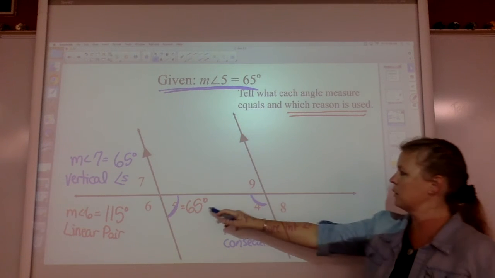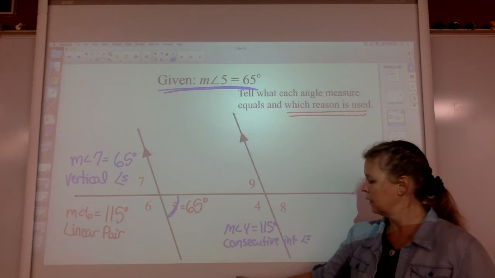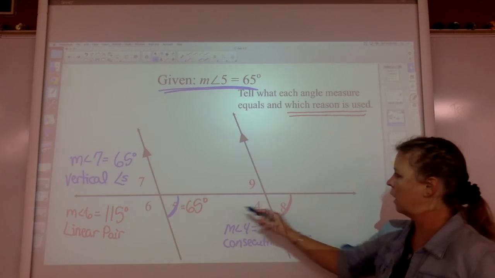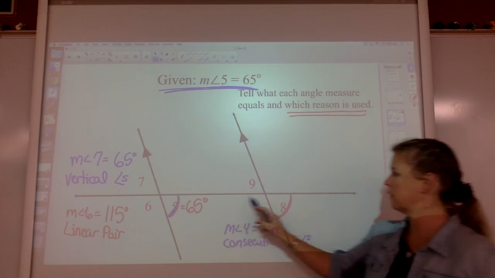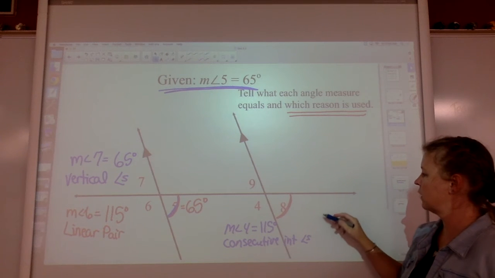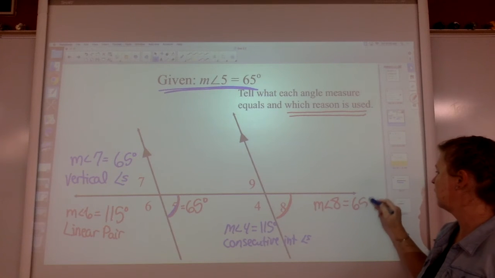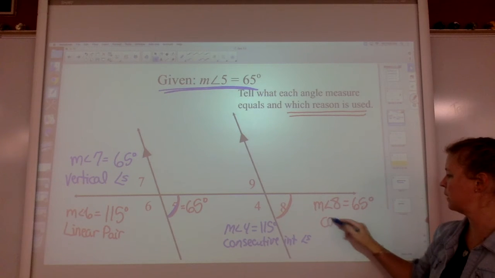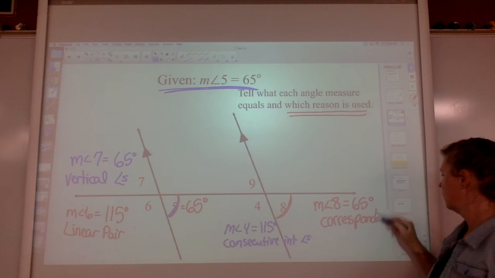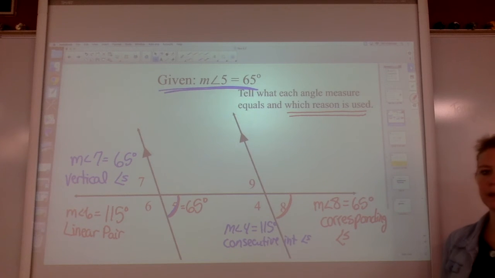Moving on to angle 8. Angle 8, how is it related to angle 5? I'm going to erase angle 4 right there. Angle 8 has a corresponding angle to angle 5 because they are both in the lower right-hand corner of the transversal. Therefore, the measure of angle 8 is 65 degrees. And how do we know that? Because they are corresponding angles.